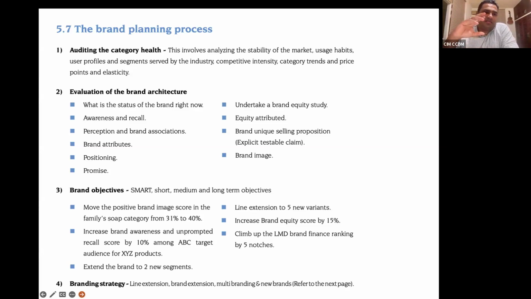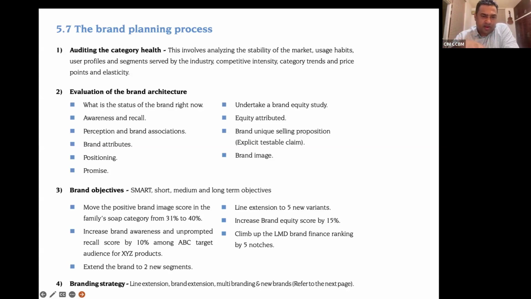So as you can see here, points number 1 and 2 are to really audit the current situation, to gather a lot of data about all these aspects. And then you set brand-related objectives, SMART objectives. What do you mean by SMART? Specific, measurable, achievable, accurate, reliable, and time bound. All objectives must be SMART. As you can see the objectives here.